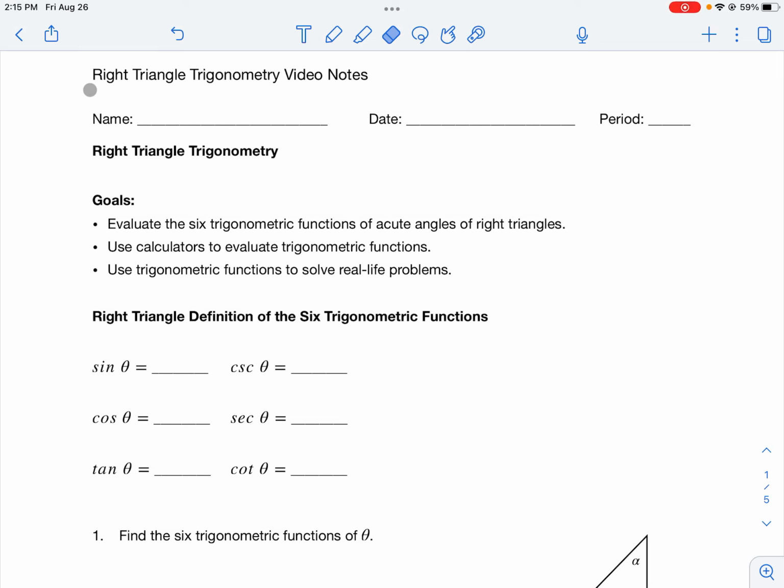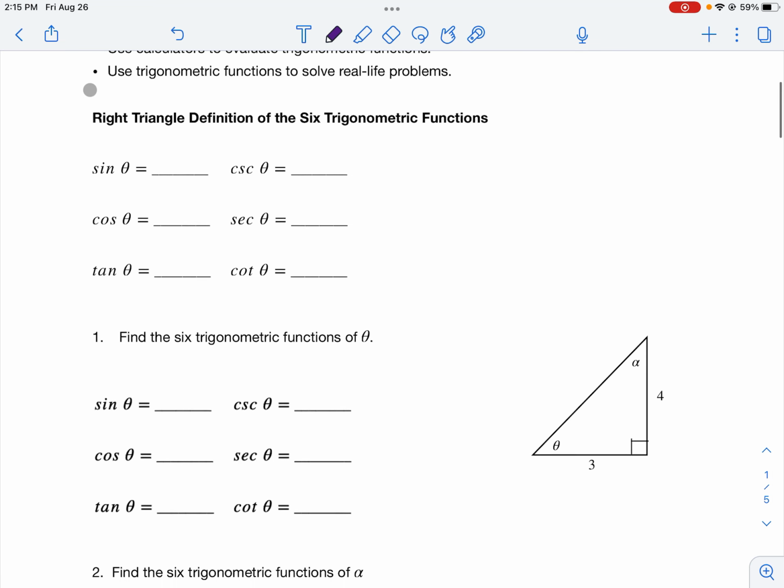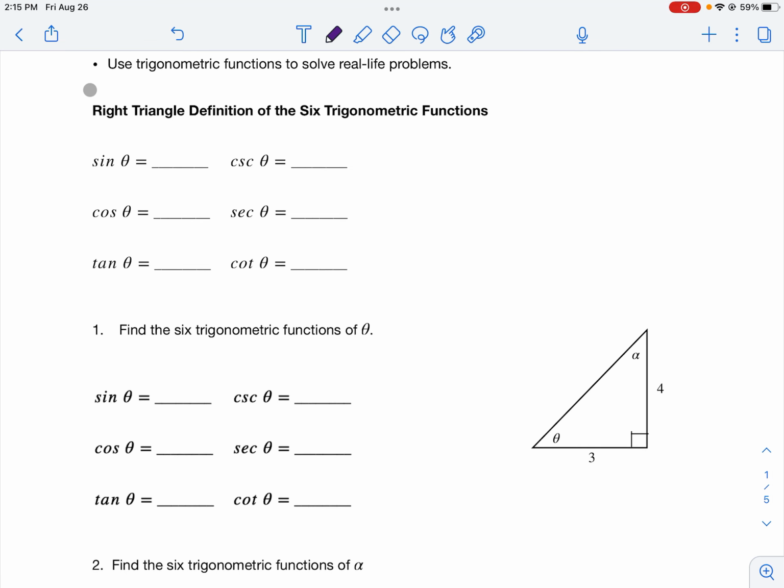In today's video, we're going to look at right triangle trigonometry. We're going to look at three main goals. By the end of the video, you should be able to evaluate the 6 trigonometric functions of acute angles of right triangles, use your calculator to evaluate trigonometric functions, and use trigonometric functions to solve real-life word problems or situations.